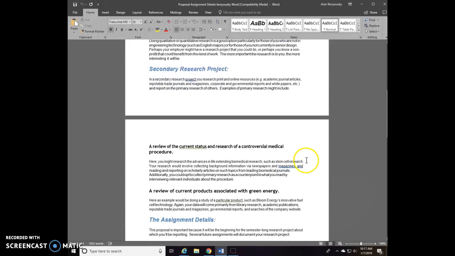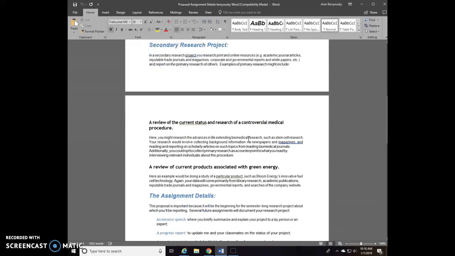All right, so our other type of project people are the secondary research project people. That's essentially what you've been doing every time someone's assigned you a research project through most of your classes over the last 4 years. You would have gathered things like academic journals, trade journals, magazines, corporate and government reports, white papers, and then you compiled it all into an exhaustive, extensive report that reports on the primary research of other people. Okay?